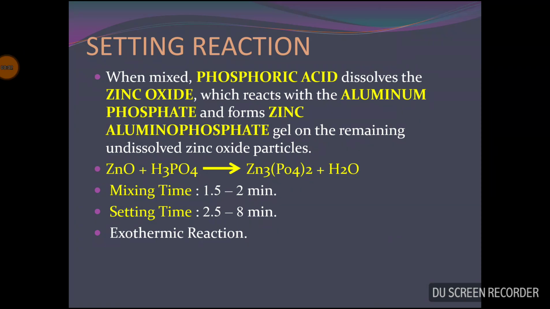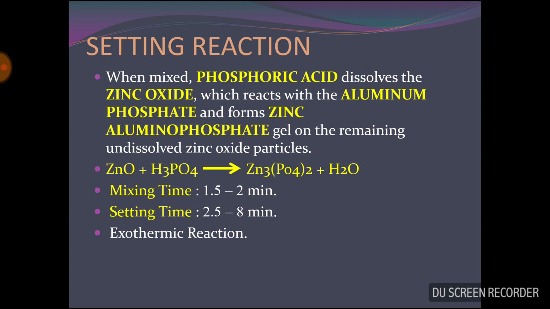Setting reaction. When the powder is mixed with the liquid, the phosphoric acid attacks the surface of the powder particles and releases zinc ions into the liquid. Aluminium from the liquid reacts with these zinc ions and forms zinc aluminophosphate gel, which covers the surface of the unreacted particles. This acid-base reaction is exothermic in nature.